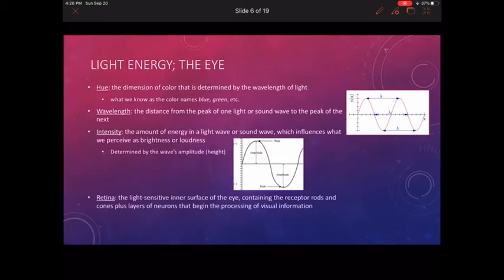Your retina is what is light sensitive in your eye. So the retina is really what's going to be determining hue and intensity here. It contains receptor rods and cones, plus layers of neurons that begin the processing of visual information that we're taking in.